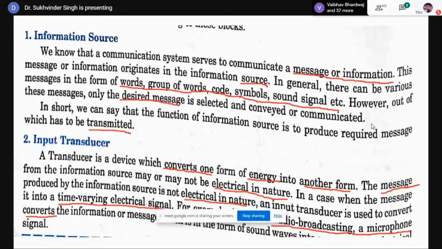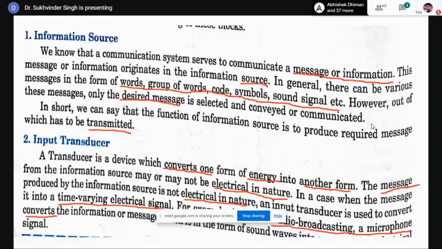transmitted. So information source is a human being who is speaking, and that speech or word or group of words will be captured by the transducer, and transducer will convert the sound into electrical signal, and these electrical signals are nothing but time varying electrical signals, and they have to be transferred. So the first block in the block diagram represents the information source.